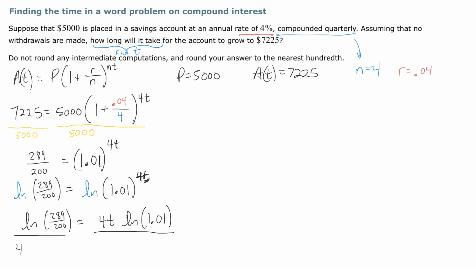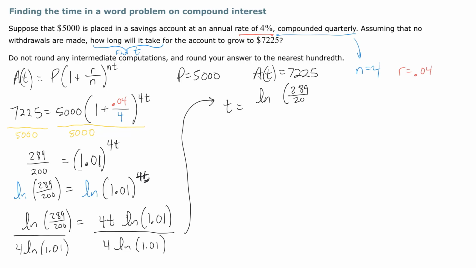4 natural log of 1.01 is not 0. It's a very, very carefully chosen number to divide the entire sides by. Finally, we get t to be equal to the natural log of 289 over 200, all over 4 times the natural log of 1 and 100th.